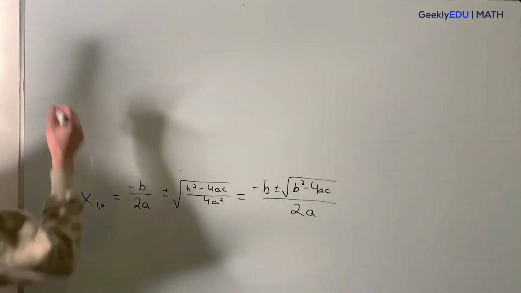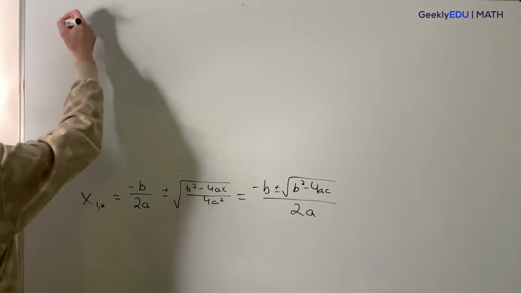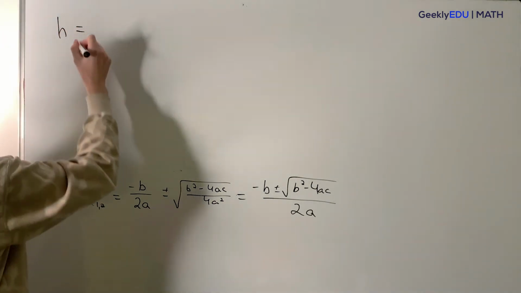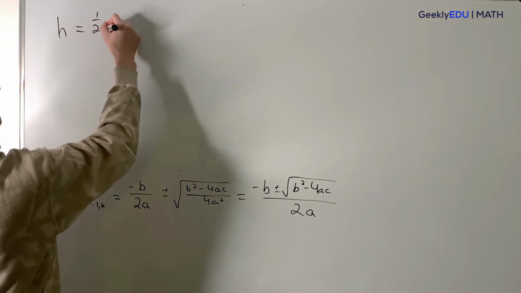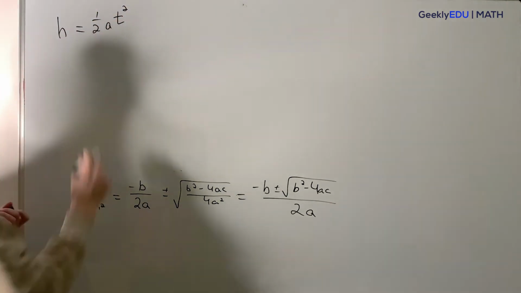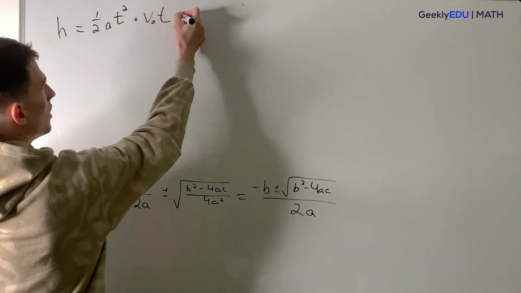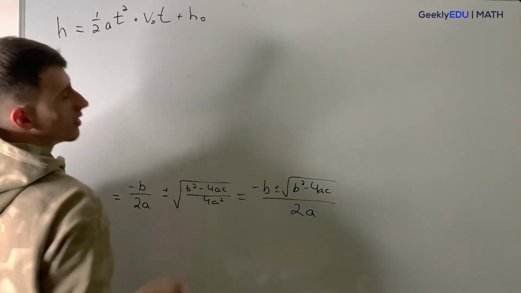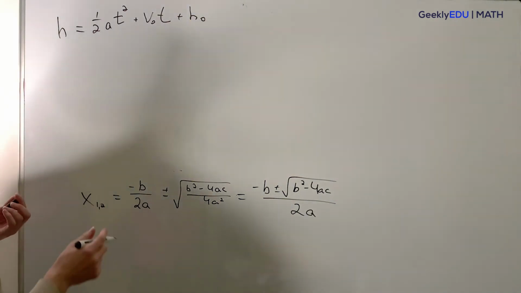So instead of the x and y that you would see in a graph, let's say that y is equal to height, and the formula for projectile motion is 1/2 acceleration times time squared, plus initial velocity times time plus initial height. And that's a simple application. So what would this mean? Let's do a real life example.